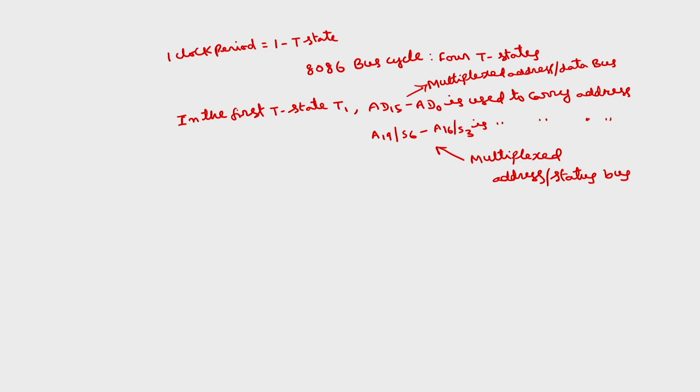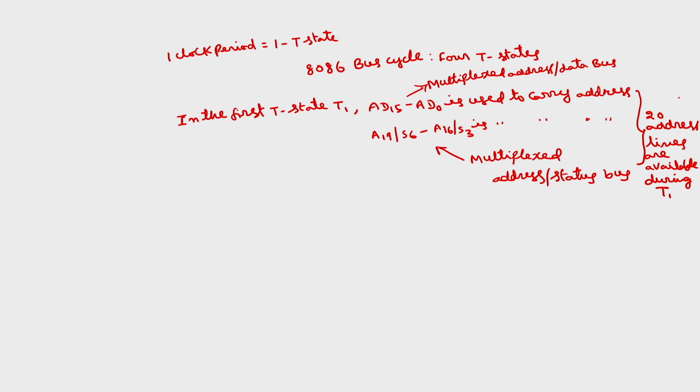So during T1, AD15 to AD0 will carry address, that is A15 to A0, and A19/S6 to A16/S3 carries A19 to A16. In total we get 20 address lines during T1. So in T1, we will send the address; we will identify the device with its address.